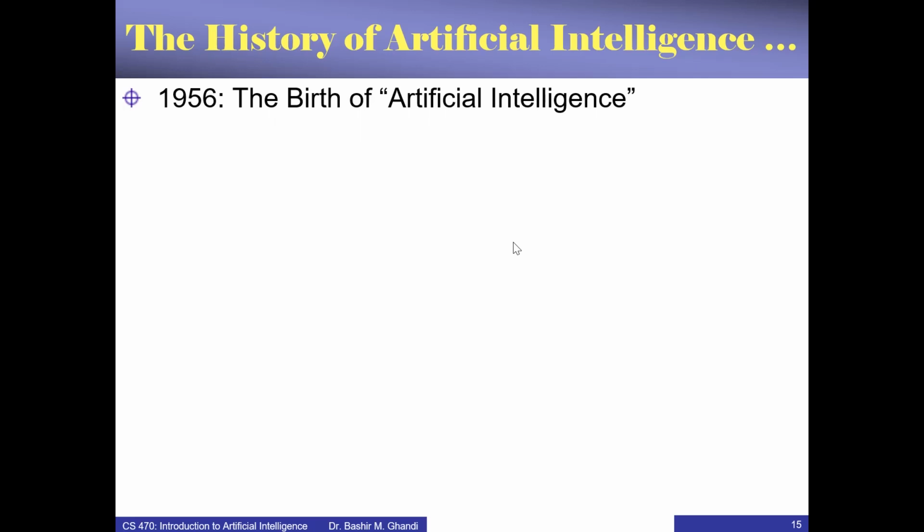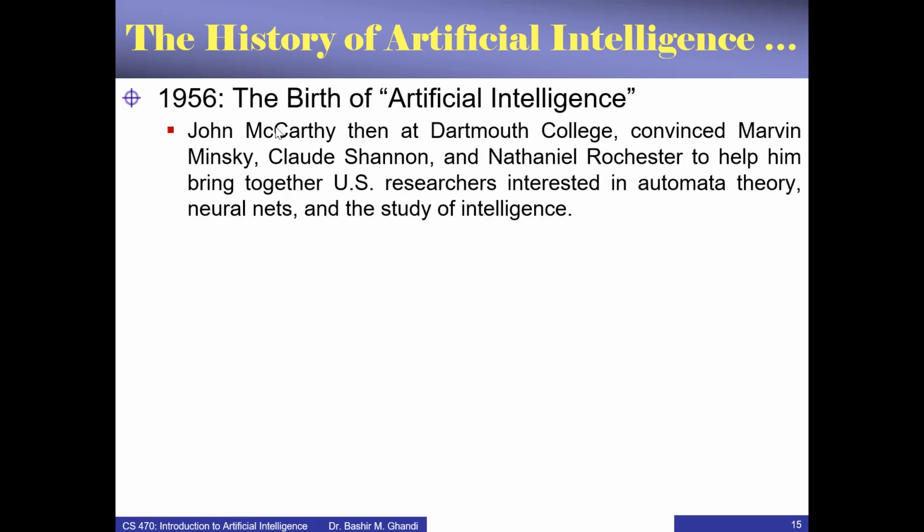The next period after this was the one that actually witnessed the birth, if you like, of artificial intelligence in 1956. It is in this year that John McCarthy, who was then at Dartmouth College in the US, convinced a number of colleagues, Marvin Minsky, Claude Shannon, Nathaniel Rochester, to help him bring together US researchers that were interested in the field of automata theory, neural networks, and the study of intelligence.